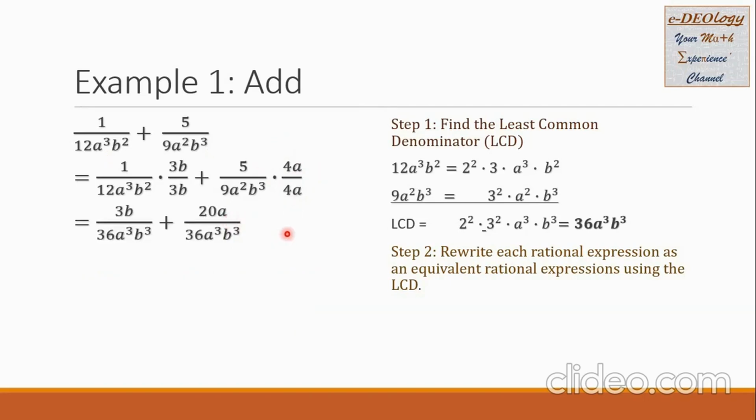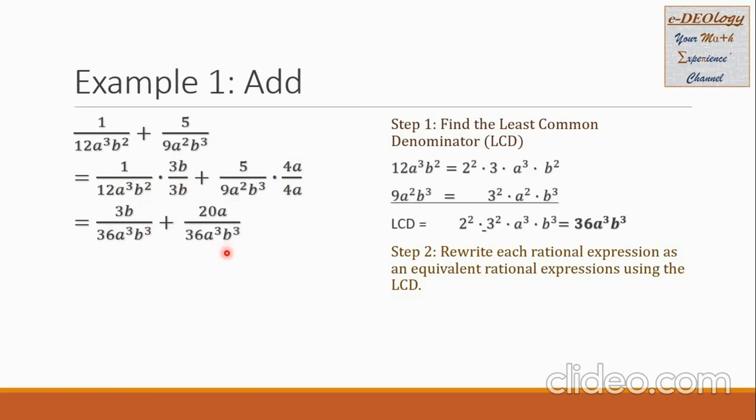On the next step, I will now multiply the corresponding fractions. In the first group, 1 times 3b is 3b. If I multiply the first denominator by 3b, it is now equal to the LCD. And then plus 5 times 4a is 20a, all over this denominator multiplied by 4a, which is now equal to our LCD.